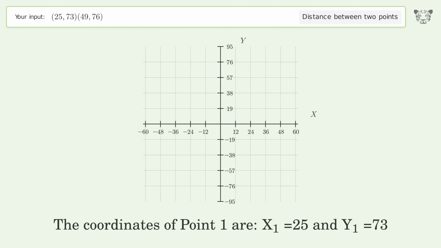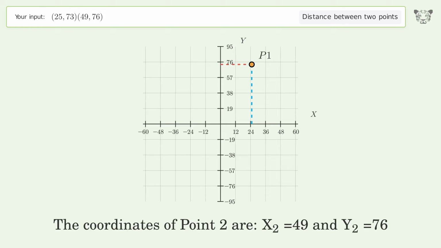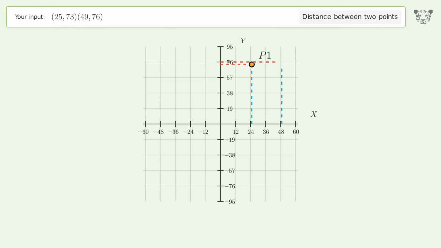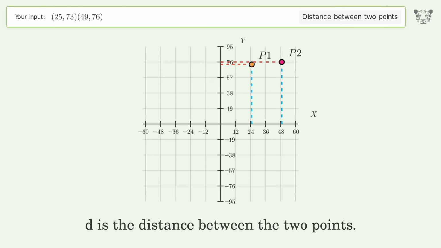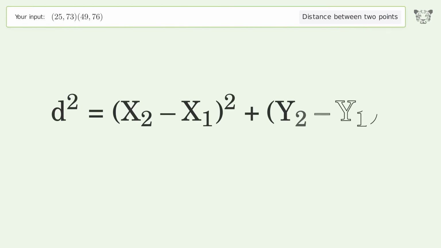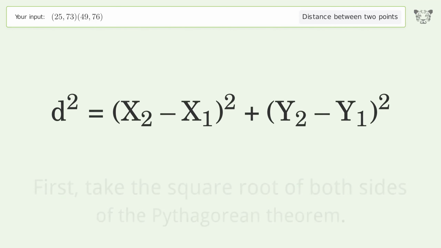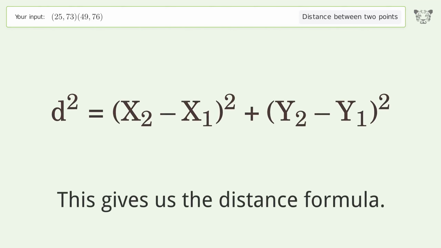The coordinates of point 1 are x1 equals 25 and y1 equals 73. The coordinates of point 2 are x2 equals 49 and y2 equals 76. D is the distance between the 2 points. First, take the square root of both sides of the Pythagorean theorem. This gives us the distance formula.